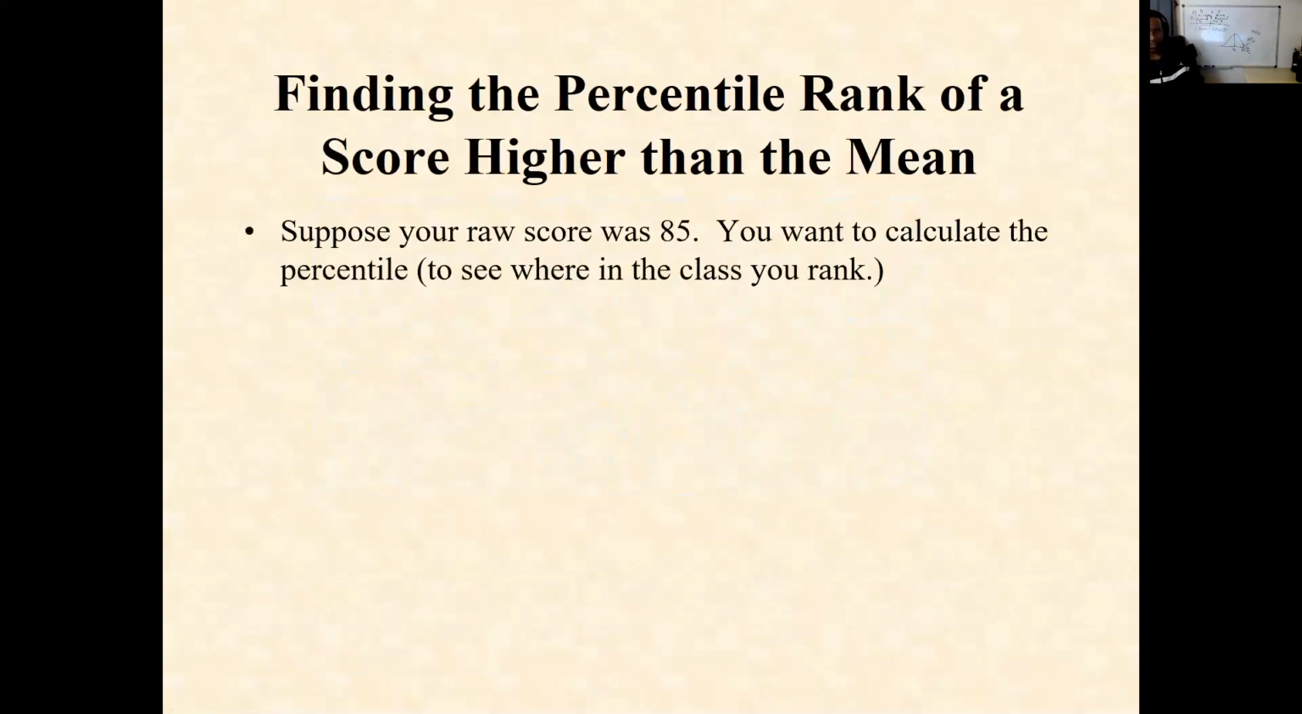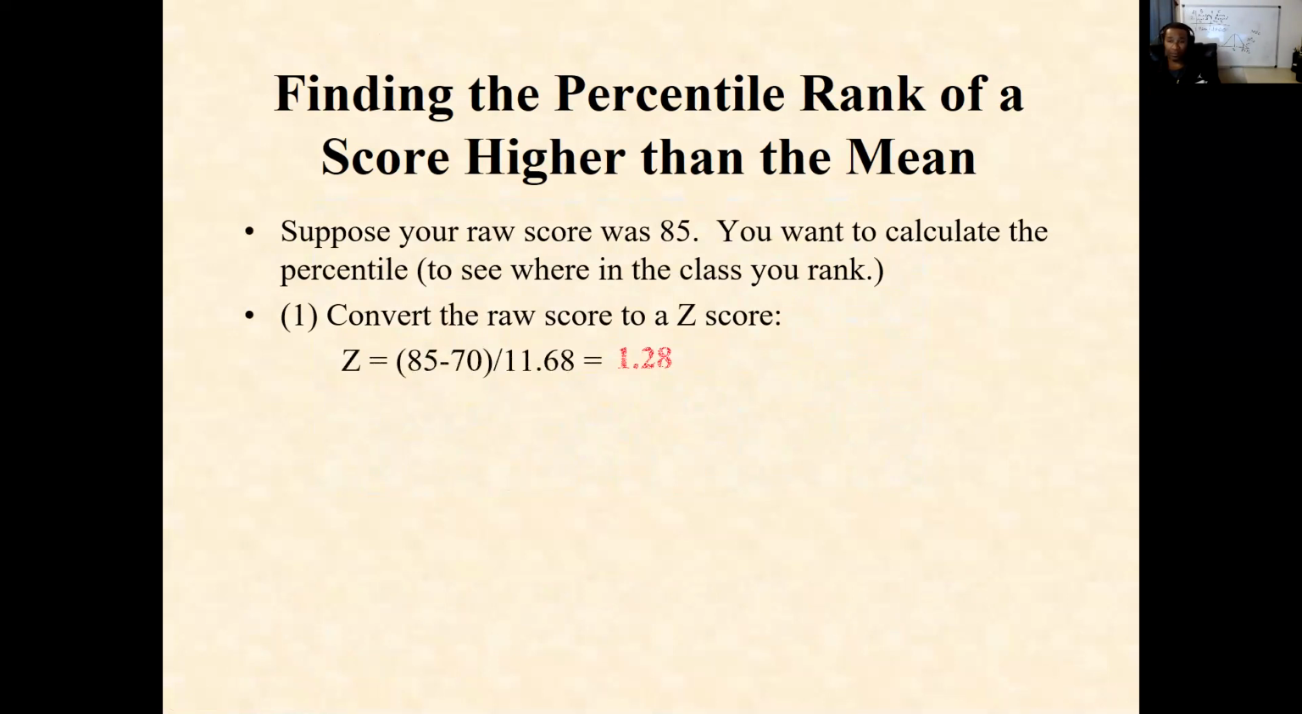Okay, so let's go ahead and find the percentile rank of a score higher than the mean. Suppose your raw score was 85. Let's calculate the percentile to see where in the class you rank. So what percentage of the class did you do better than, and what percentage of the class did better than you? The z-score, we already know, because we've done 85 like 5 times already. So I think I need to change these slides up a little bit. The z value is going to be 1.28, okay?